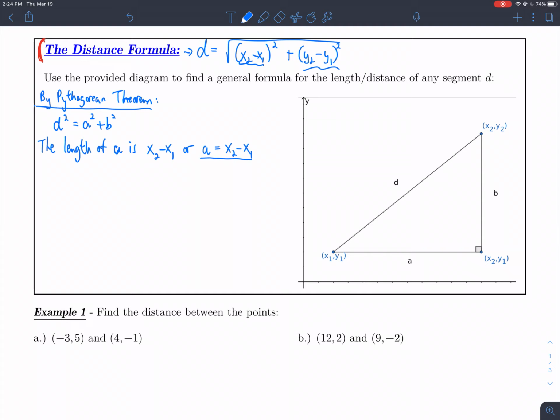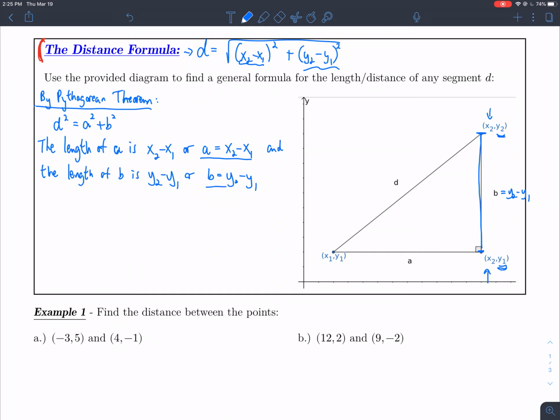What is B? Well, since the x-coordinate remains the same for this segment, it's a perfectly vertical line segment. So to find the length of the perfectly vertical line segment, I just subtract the y-coordinates from each other. Okay, so B is just y2 minus y1. So you can say the length of B is y2 minus y1, or B equals y2 minus y1.